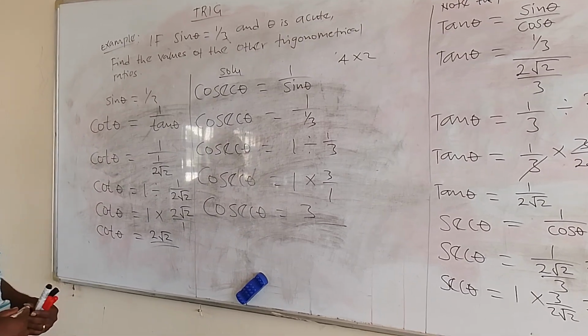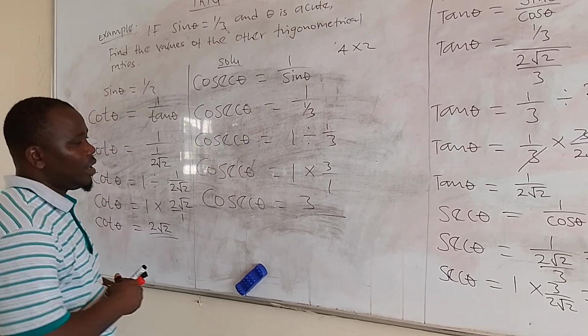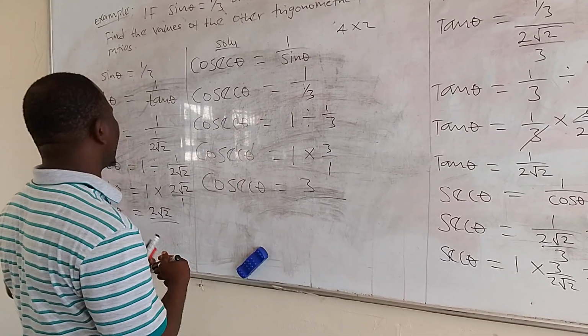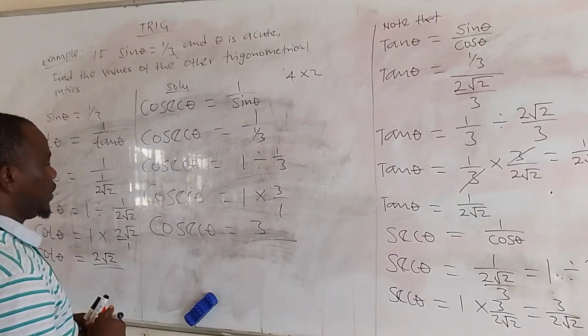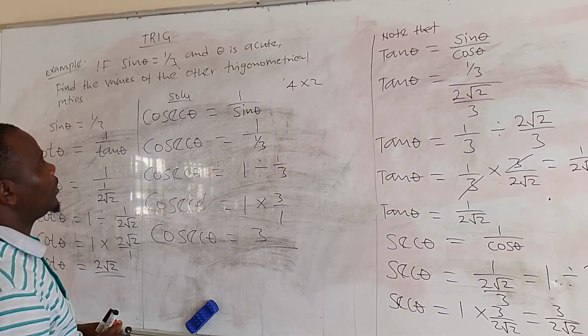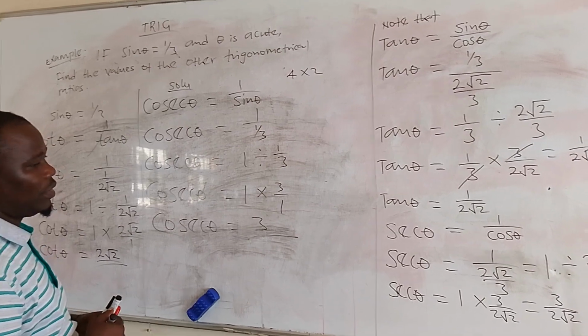So this is how we are going to solve for the other trigonometrical ratios.